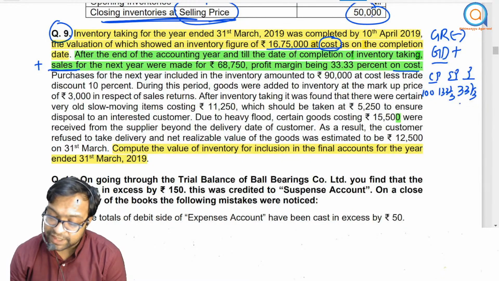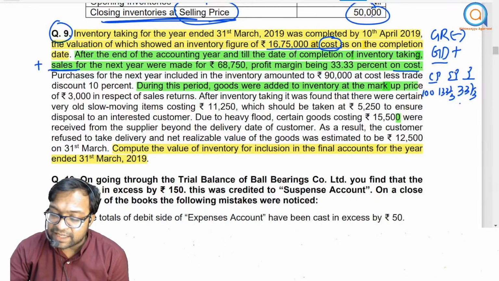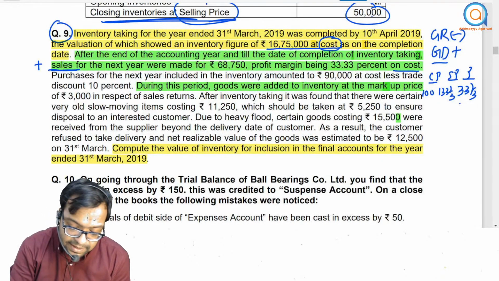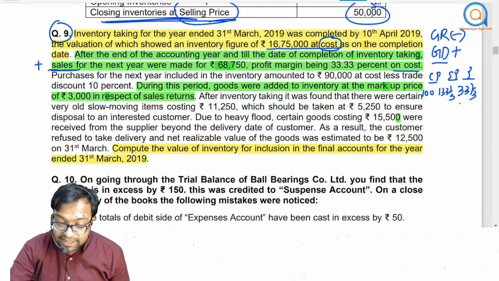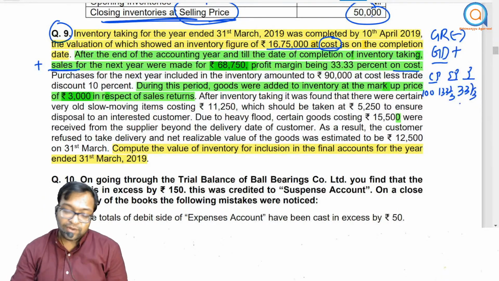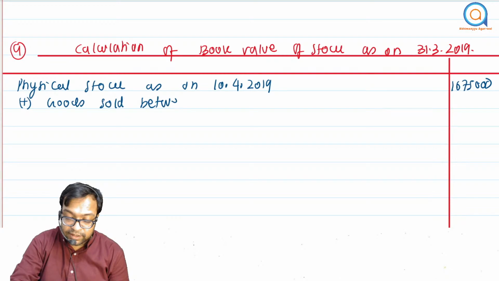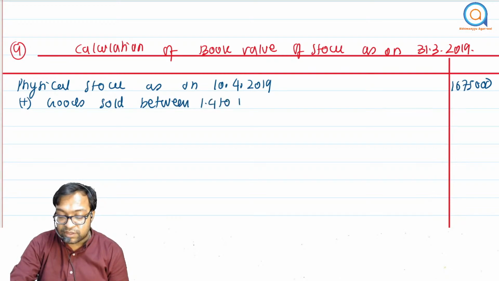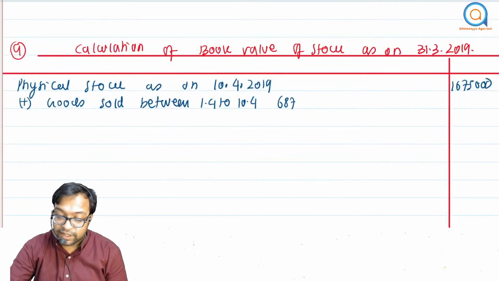One more line I want you to read. During this period, goods were added to inventory at a markup price. Markup price means sale price of 3,000 in respect of sales return. So there is a sale of 68,750 and a sales return of 3,000. Okay, you are saying correct, that we should add the sale. So you should write goods sold between 1st April to 10th April. It should be 68,750 minus 3,000 return. So this is the net sale.